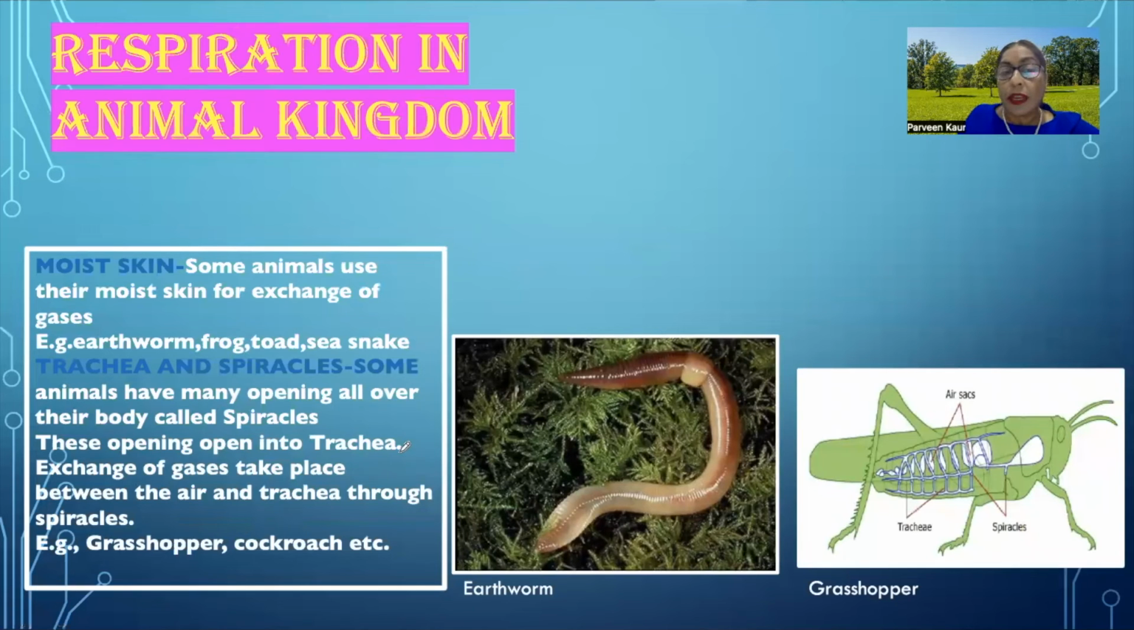Moist skin. Some animals have moist skin. With the help of moist skin, they can exchange gases. For example, earthworm, frog, toad, sea snakes, etc.